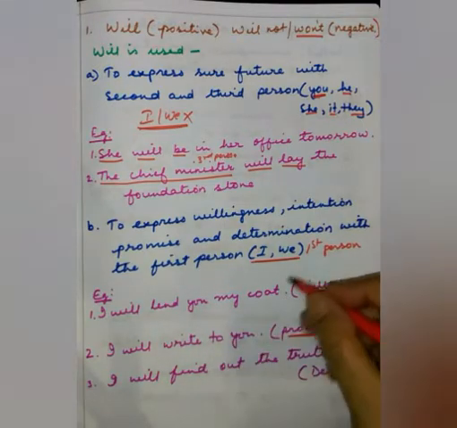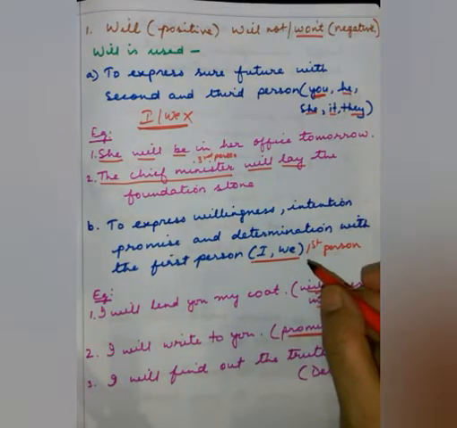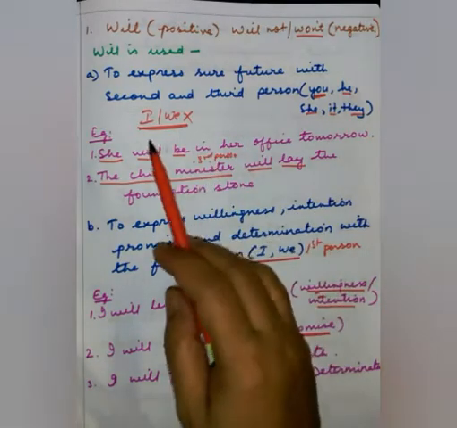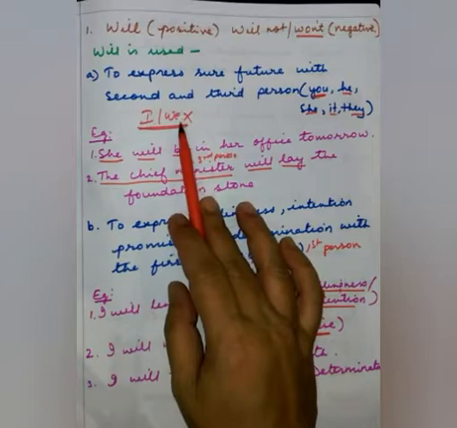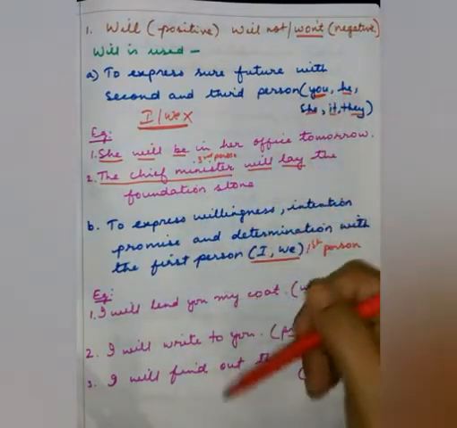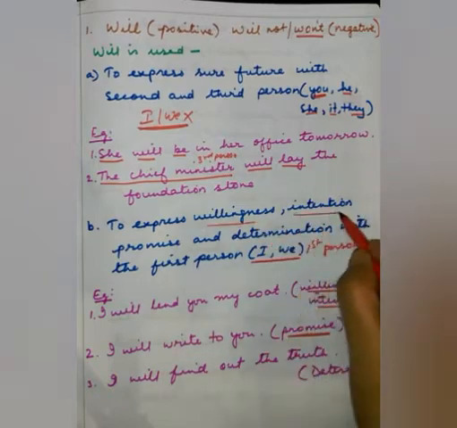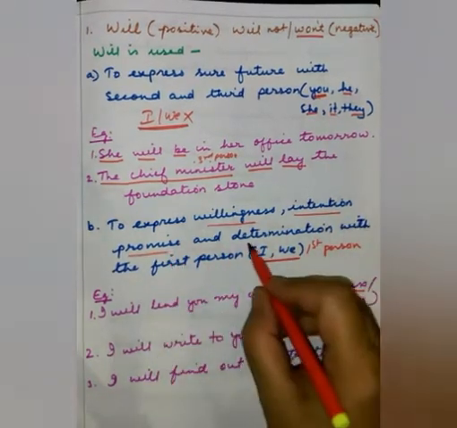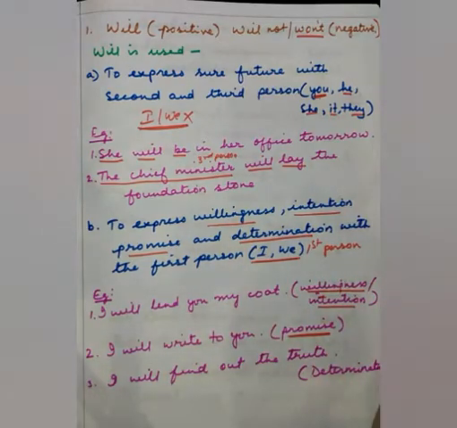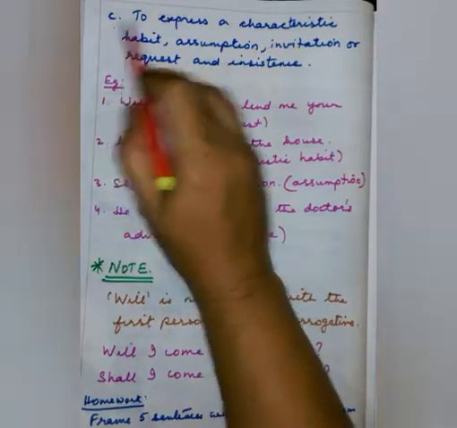Okay, so I hope it is clear. So I and we is for first person, and here it is used with second and third person only. I and we is not used, but it's used with you, he, she, it and they. And here it is to express willingness, intention, promise, determination with the first person, I and we. It's clear? Coming to the next page.